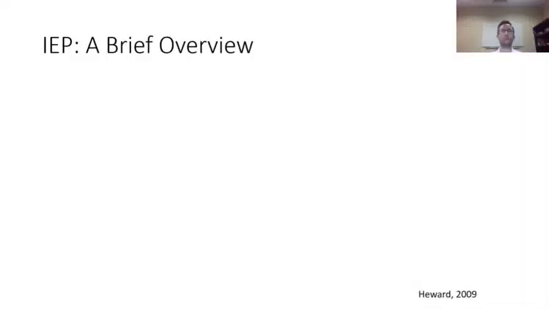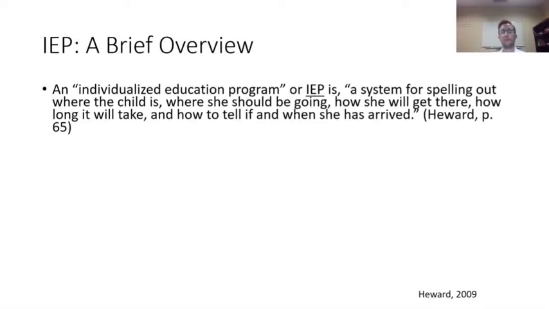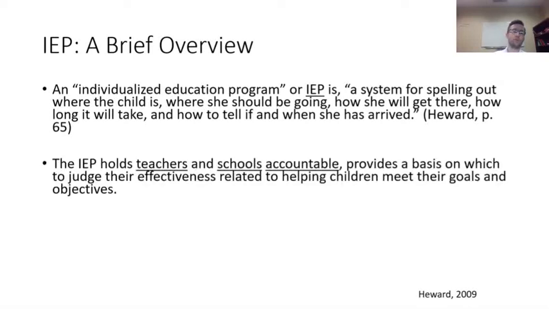So first, let's do a brief overview of the IEP, and this is from Bill Heward's special education text in 2009. This is a quote from page 65. He says, an individualized education program, IEP, is a system for spelling out where the child is, where she should be going, how she will get there, how long it will take, and how to tell if and when she has arrived. So an IEP is both a roadmap and a system for accountability and documentation pertaining to the student's academic achievement and acquisition of functional life skills specified in their annual goals.